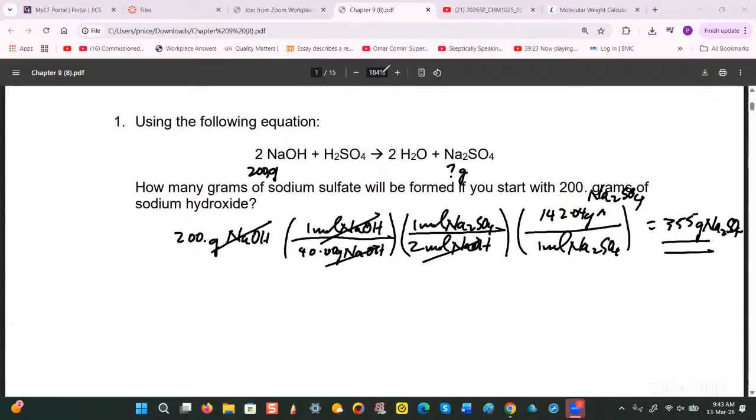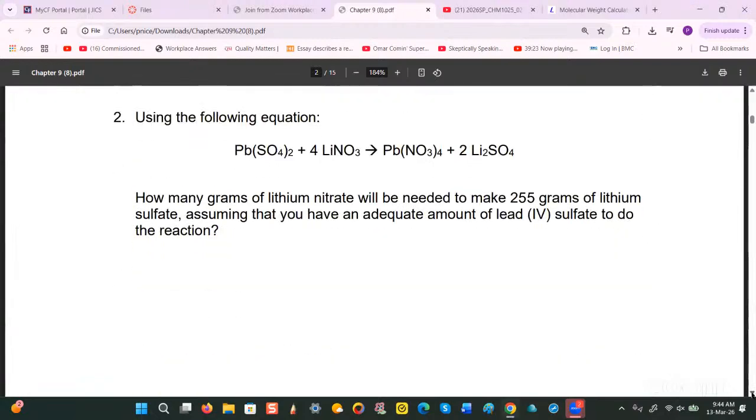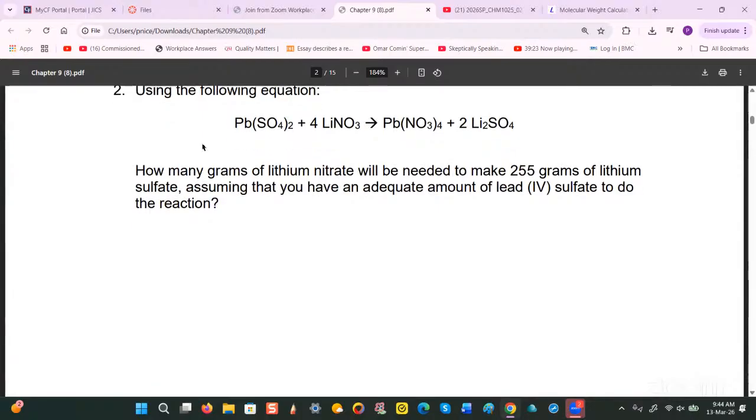Okay, so let me clear this, scroll down. Okay, similar type of question, different equation, of course. And in this particular case, the equation is balanced, by the way, so we don't need to balance it. The question is asking how many grams of lithium nitrate, so this is what they're asking for, right? Will be needed to make 255 grams of lithium sulfate. So 255 grams of lithium sulfate, all right?